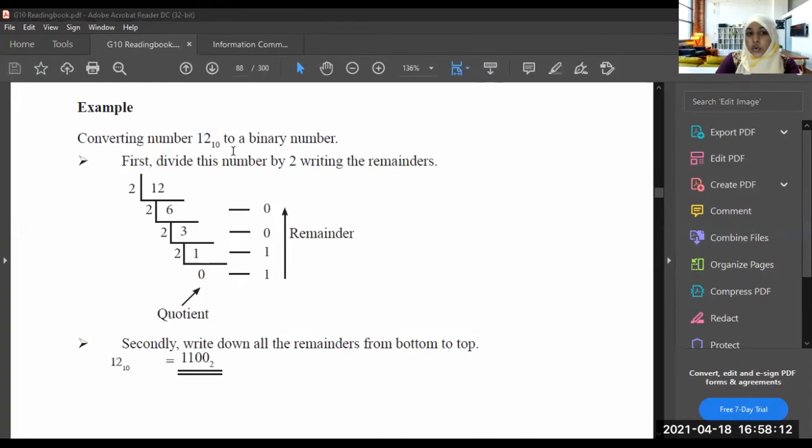Now they have asked you to convert decimal 12 into a binary number. So what should you do? You should divide 12 by 2. How many twos within 12? 6 times, no remaining. How many twos within 6? 3 times, no remaining. How many twos within 3? 1 time. 1 into 2, 2. 1 is remaining. How many twos within 1? No. So 1 is remaining. What is the answer? 1, 1, 0, 0.